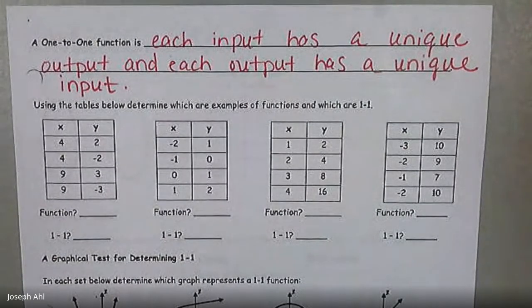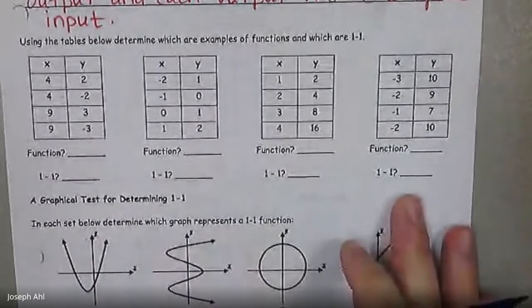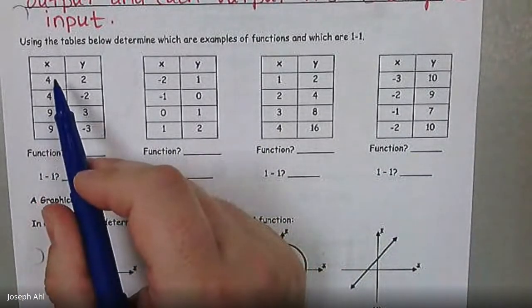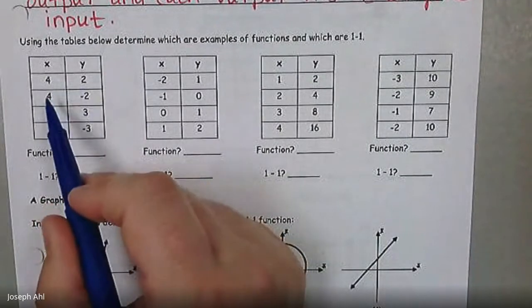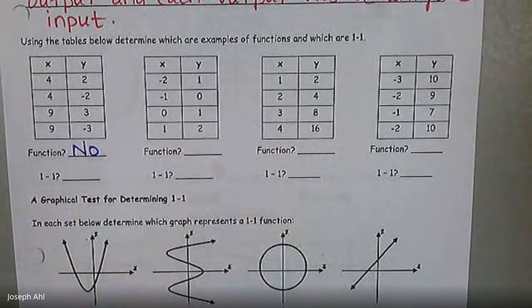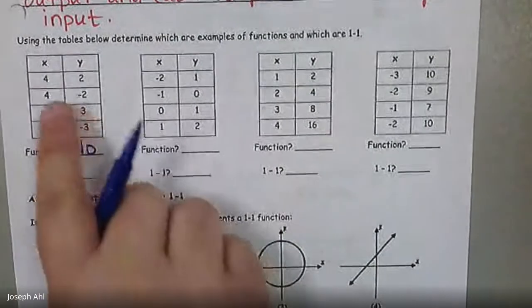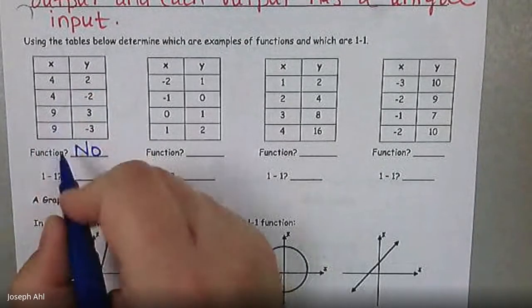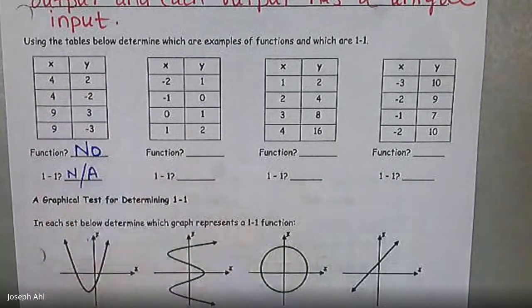Okay. So if you have that definition down, let's take a look at the tables here. In the first example, is it a function? Well, if you have an x value that corresponds with two different y values, that's what we're looking at to fail the function test. Okay, each input doesn't have a unique output, so that's a problem, which means that one-to-one is not even assessed.